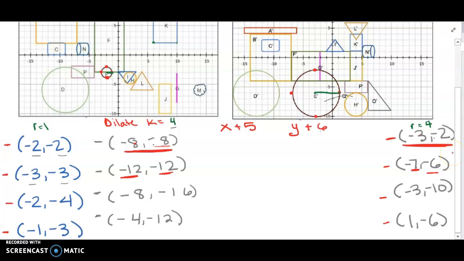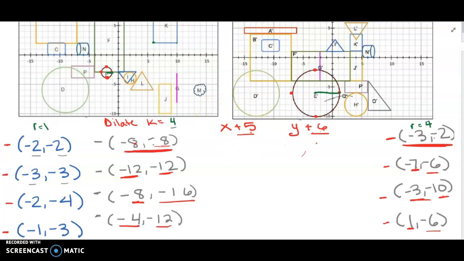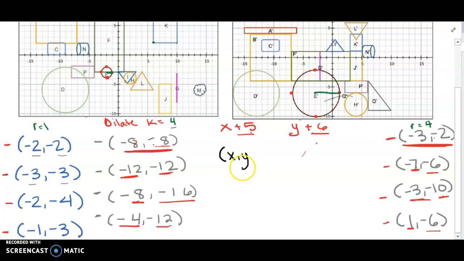So this is looking good here. -8 plus 5 is -3. -16 plus 6 is -10. Very, very good. -4 plus 5 is +1. -12 plus 6 is -6. So that absolutely works. What I did here is I translated, and my rule for translation is x comma y goes to x plus 5, y plus 6.